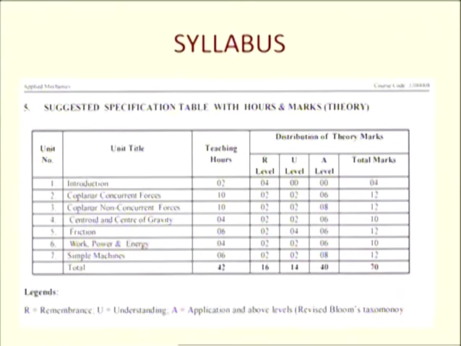First of all, let us see the syllabus of the applied mechanics subject. You can see the sixth topic, work, power and energy, is allocated 4 lectures, in which the total marks given is 10, out of which 2 are remembrance, 2 are understanding and 6 for application level, that is the examples. So it is a very important topic for this subject. So let us go for this subject.